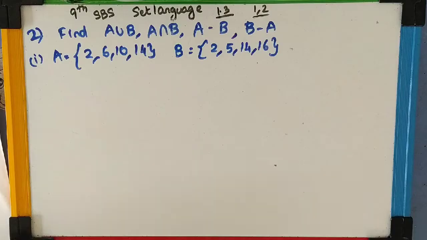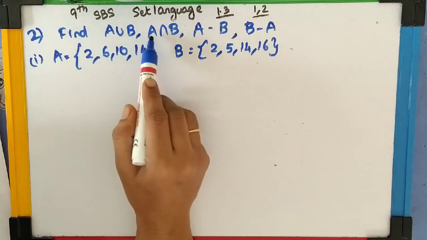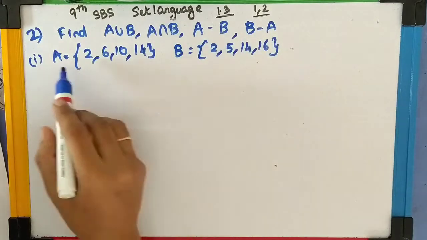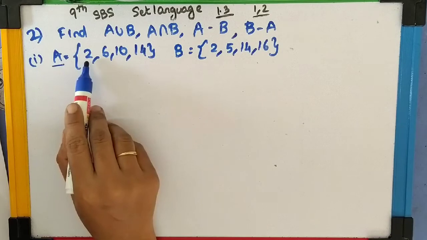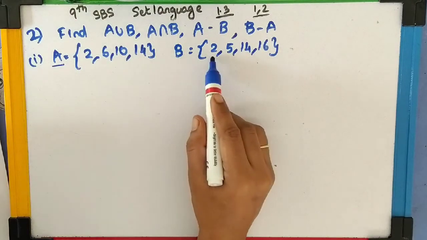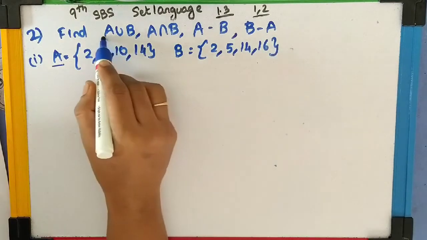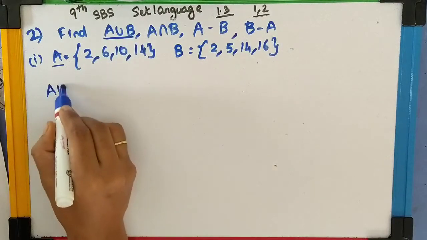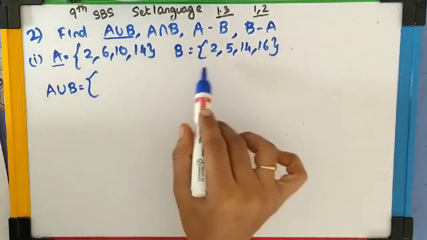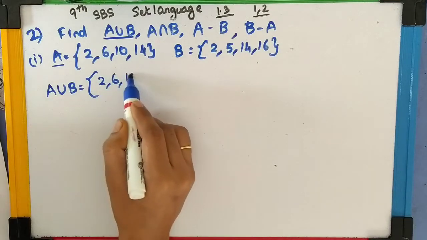Okay. Now, let's go to the second question. We have to find A union B, A intersection B, A difference B and B difference A for the 2 sets. Here, A is equal to 2, 6, 10 and 14. B is equal to 2, 5, 14 and 16. First, what should we find? A union B, right? So, what is the meaning of union? All the elements together. One condition, the repeating elements should be written once.